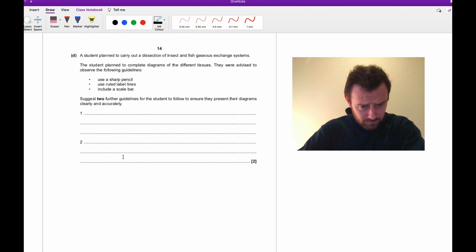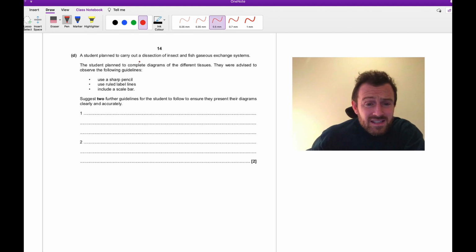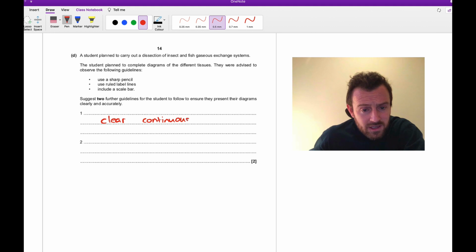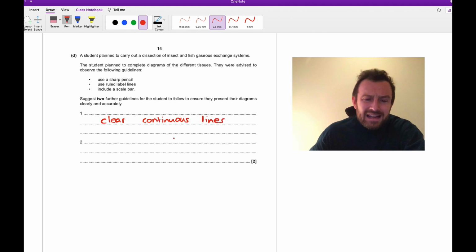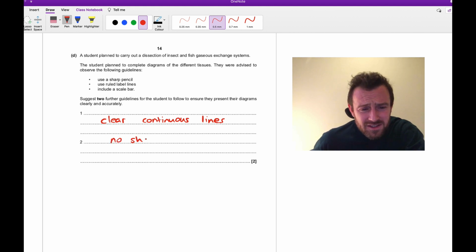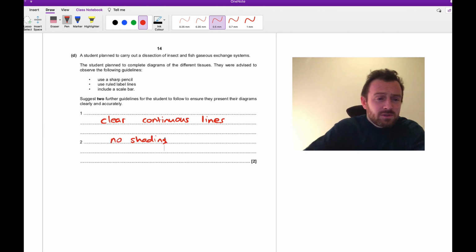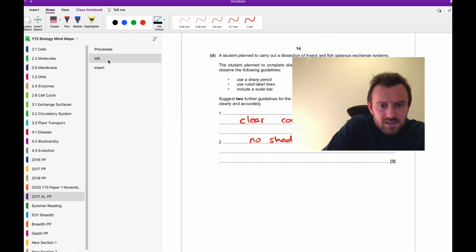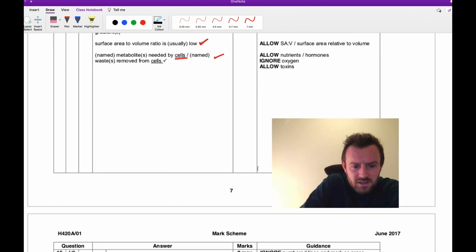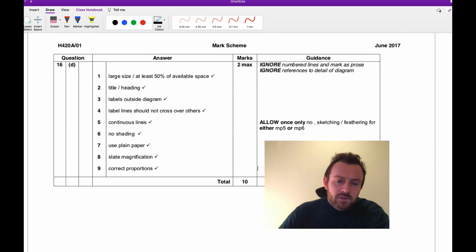Oh, I hate these ones. Clear continuous lines, I think. And I think make sure the diagrams are large, so they cover at least 50% of the area. And I think no shading as well. I think those are 3 things that might be on the mark scheme, but to be honest with you, I'm not very good at these ones. I always forget. I find these questions a bit tiresome. Okay, right. See, yeah, there's so many boring things.